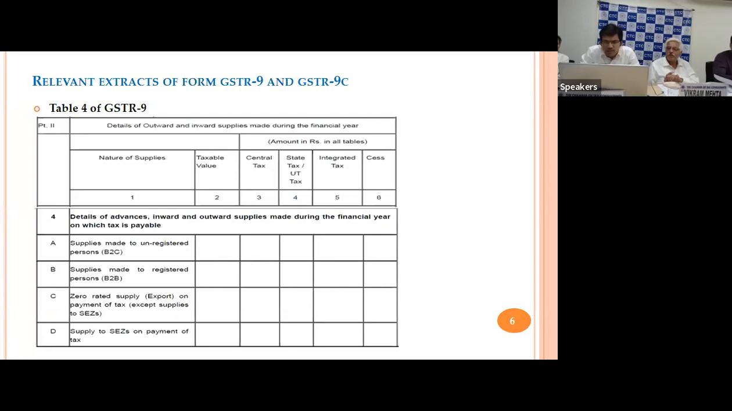So the turnover will become 150. If that is how we show, then the total turnover will become 150.